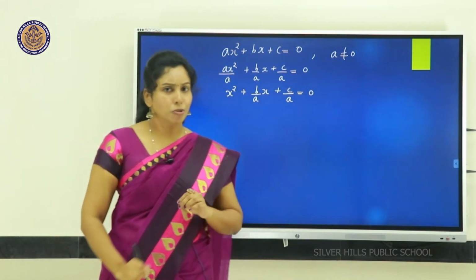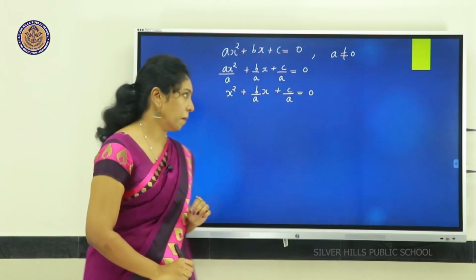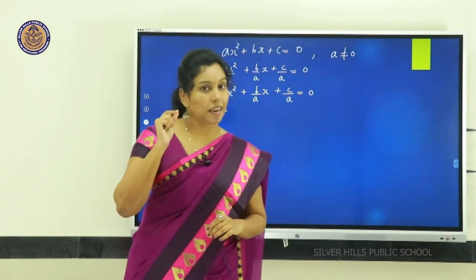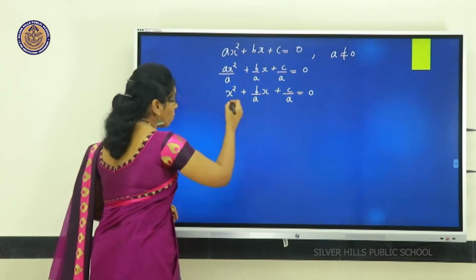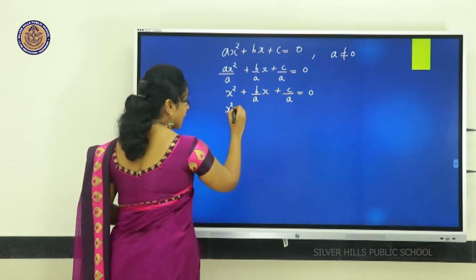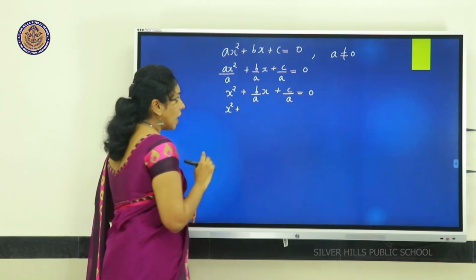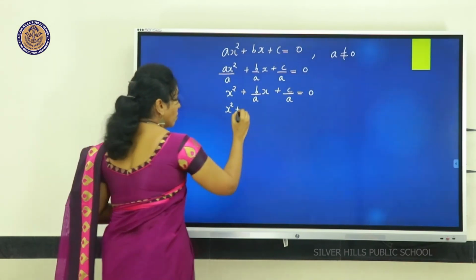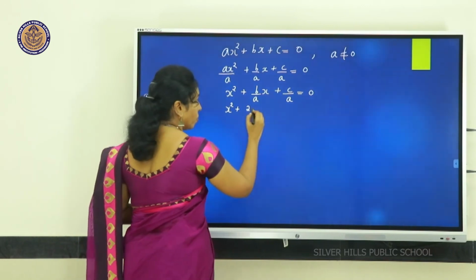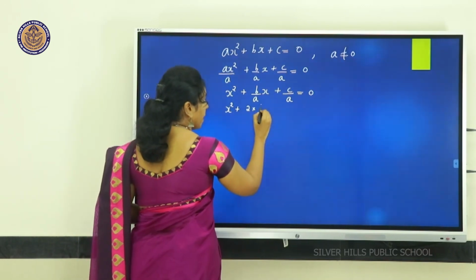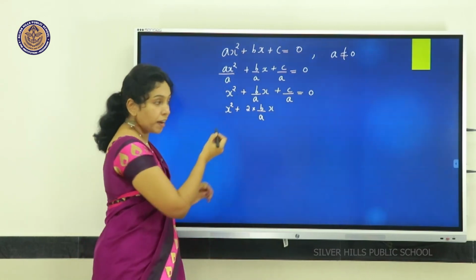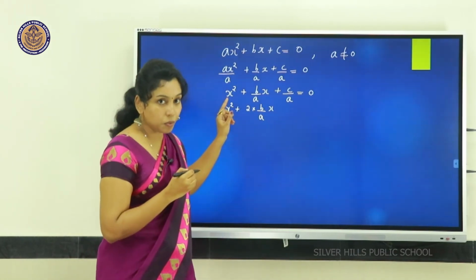Now we are going to do a little bit of adjustment here. Look at the second term. We have b by a x. So what I'm going to do is, in the second term, I'm multiplying with 2, I'm dividing with 2. So I just multiply 2 into b by a x. Now I have multiplied with 2 and 2 is in the numerator.